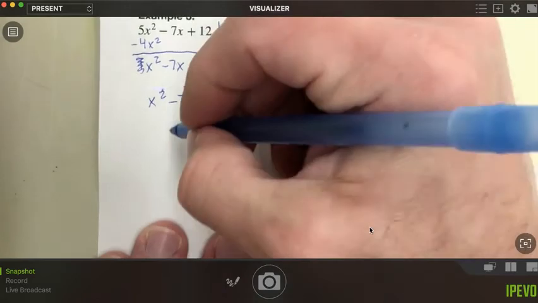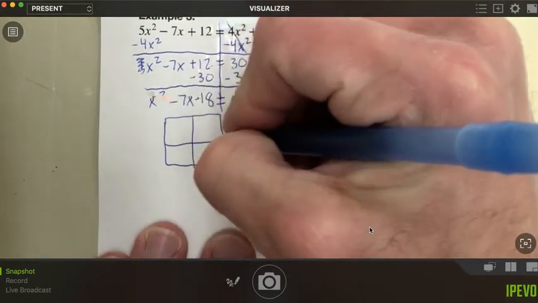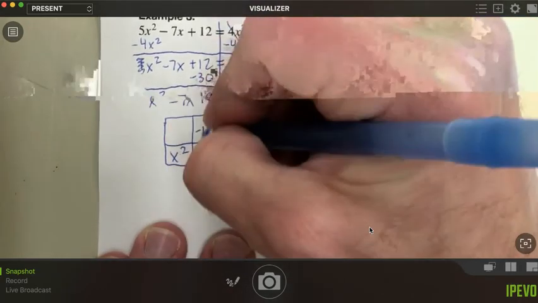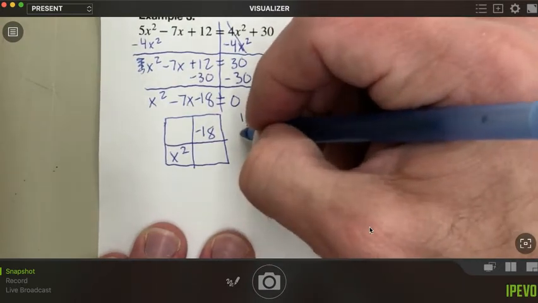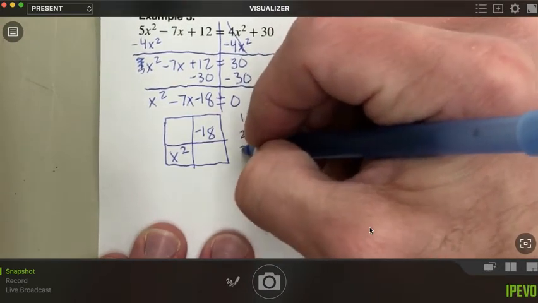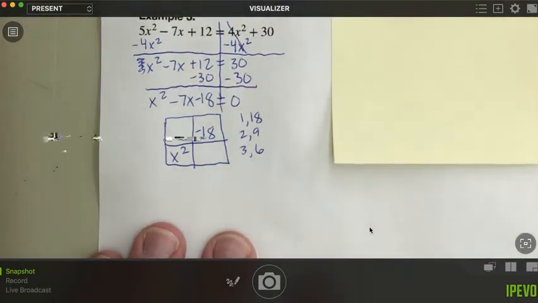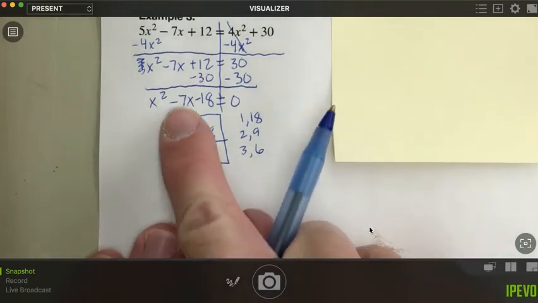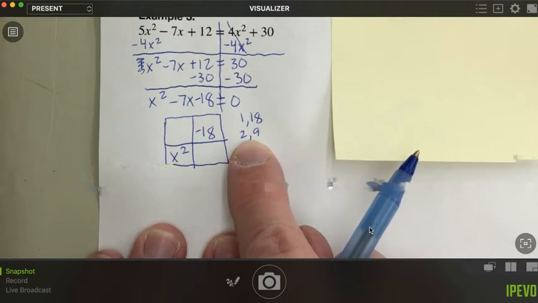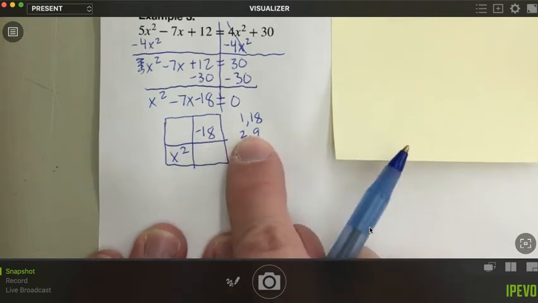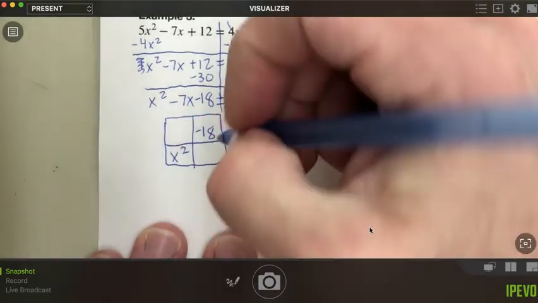All right, so let's go ahead and factor. I got my x squared, I got my negative 18. So factors of 18: 1 and 18, 2 and 9, 3 and 6. Thinking about what numbers could possibly combine to get me 7, right away I'm jumping to 2 and 9. But it's a negative 18, so one of them's got to be negative. I want them to combine to negative 7, so I'm guessing the 9 will have to be negative.